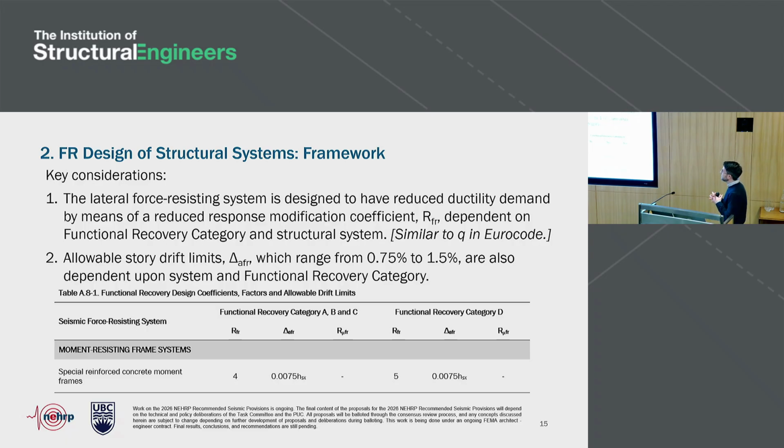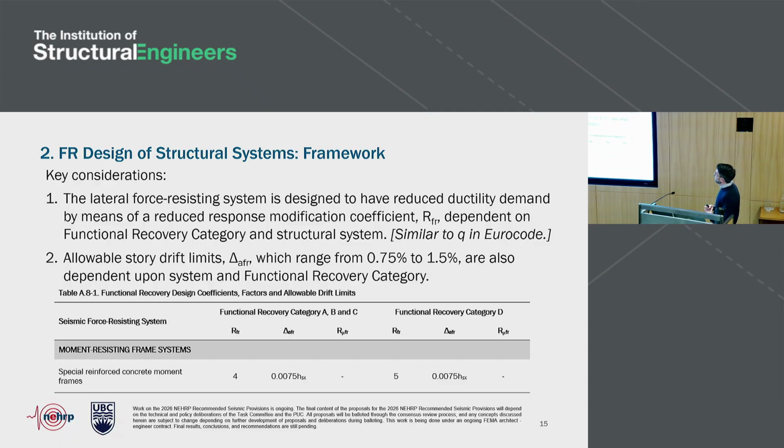Okay, so what are key considerations when it comes to the design of structural systems? The most noteworthy one is that the lateral force resisting system is going to be designed to have reduced ductility demands. We recognize that ductility is essentially damage, so we're going to try to reduce those demands using an RFR. This is a response modification coefficient that's going to be effectively lower than what we use in life safety design. So that's the first thing. This would be similar to the Q, or behavior factor, in the Eurocode.